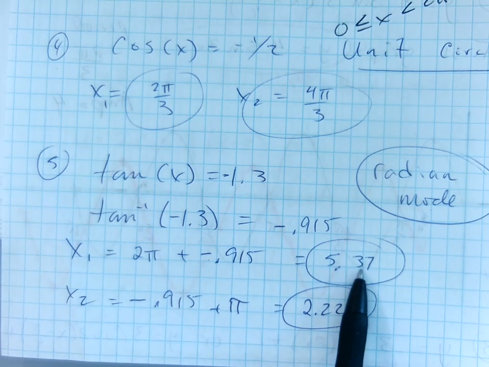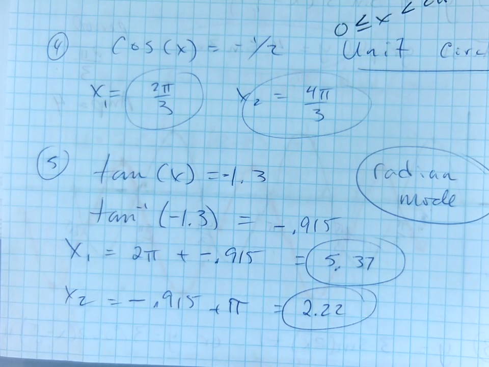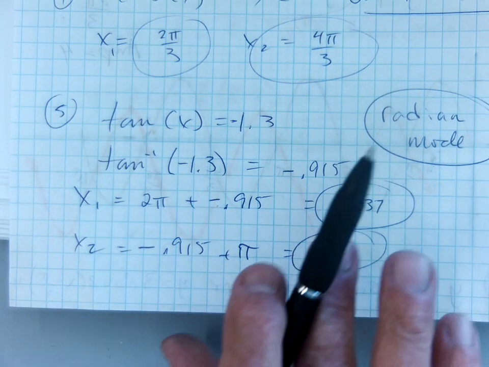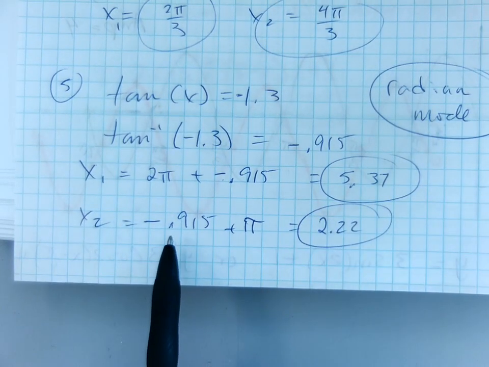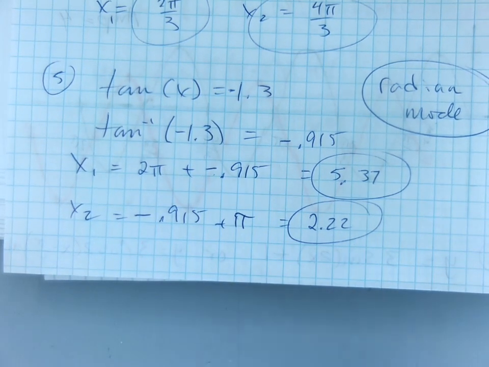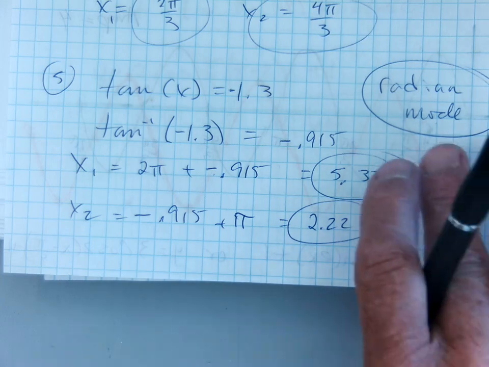My first angle is 5.37. Now my angle chart says take that angle and add pi to it. Take your negative angle and add pi to it. So my second angle is at 2.27. So you've got to use your chart, okay?